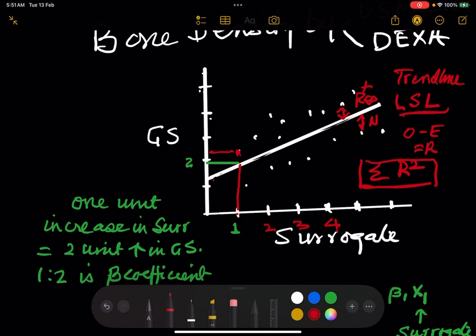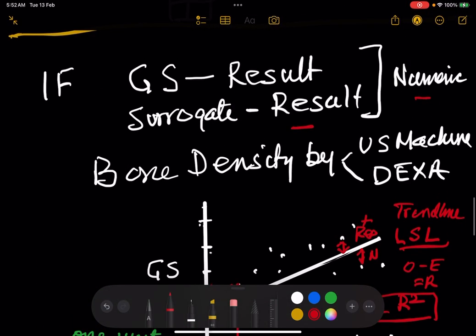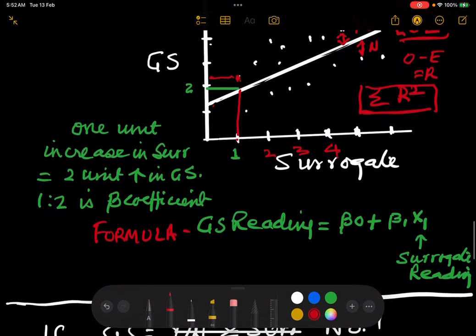So this is validation when the gold standard and the surrogate are both getting you numeric results. For example, blood sugar by your fingertip method, and blood sugar by, let us say, the lab. Okay, so this is how you can use a surrogate when the gold standard and the surrogate results are numeric.